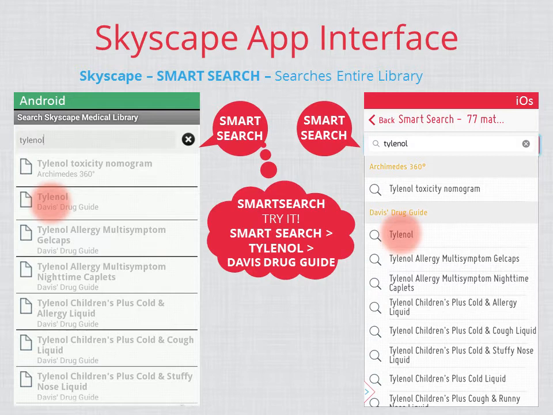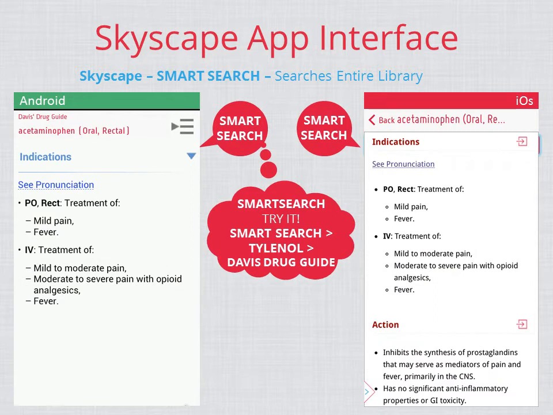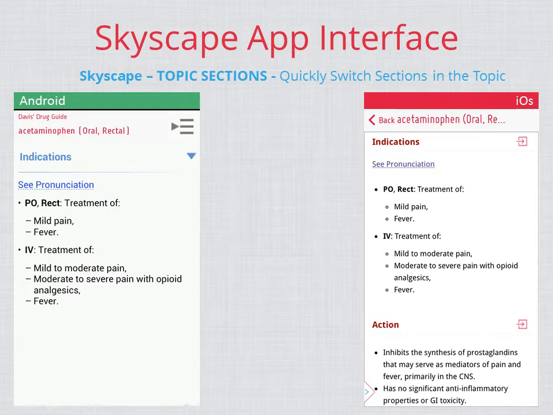As you can see, when I searched for Tylenol, Skyscape went through my entire resource listing and pulled up everything that has to do with Tylenol. I can see that Tylenol showed up under my Davis Drug Guide listing. Let's tap on the topic to open it up. You can see I am looking at Tylenol in my drug guide because it mentions it right at the top. You can see we are looking at acetaminophen. This is the generic name for Tylenol.